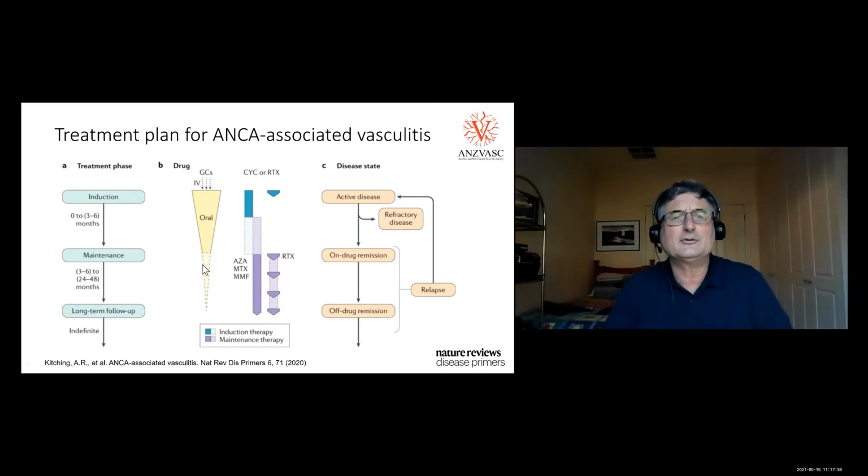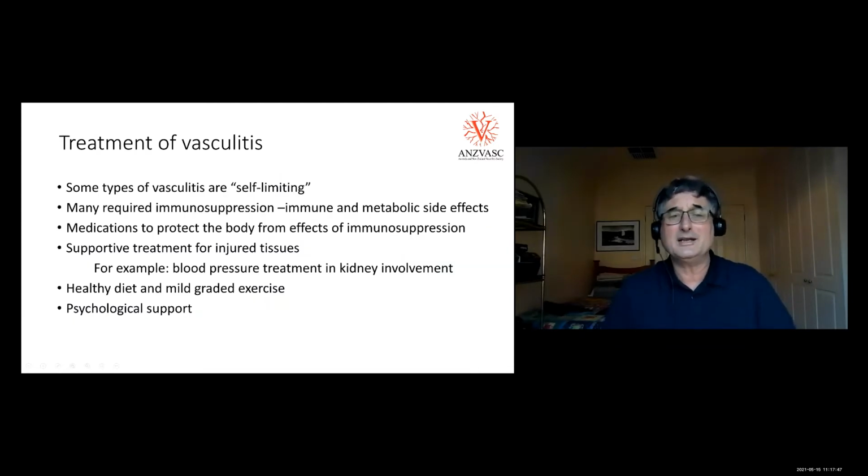So the treatments, some types of vasculitis are self-limiting. In other words, they go away themselves. They don't require specific treatment other than supportive management. But many do require immunosuppression, as I showed in the last slide. And this immunosuppression can be quite effective. But if you think back to that table I showed you of what the immune system has to do, all these treatments can affect the good arm of the immune system as well as the arm that's malfunctioning. And therefore, they can, in some people, make you more likely to get infections.